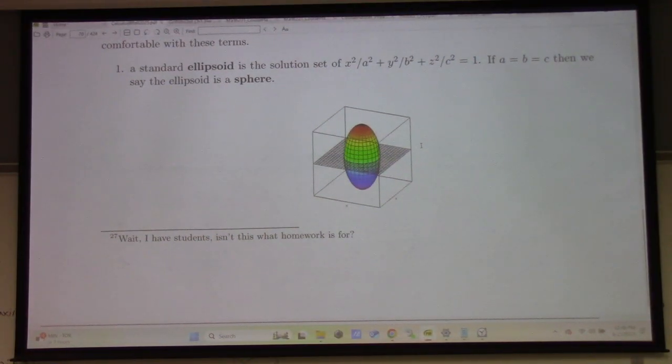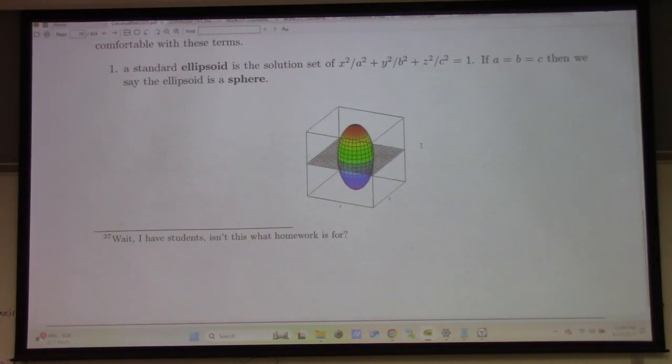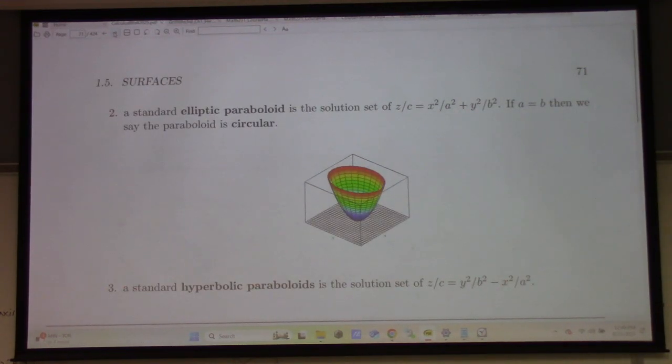So here's ellipsoid. Come on. Man, I said go to the next page. I dare not do the double scrolling.